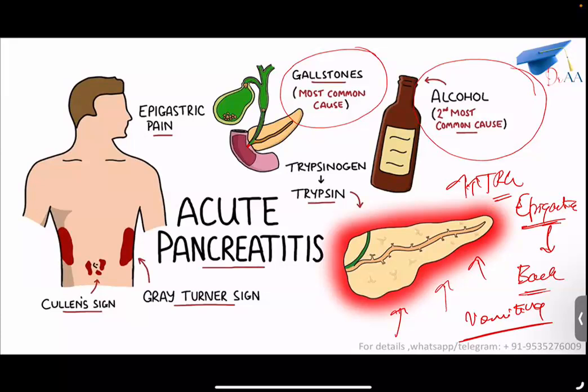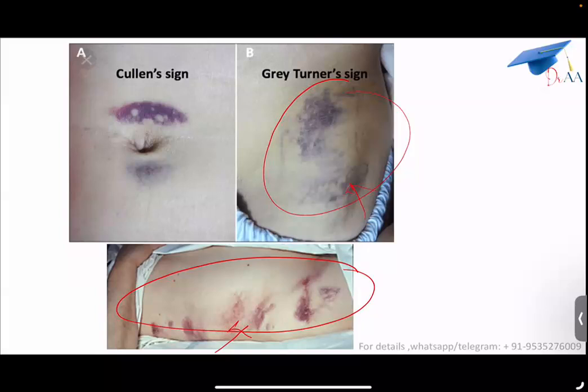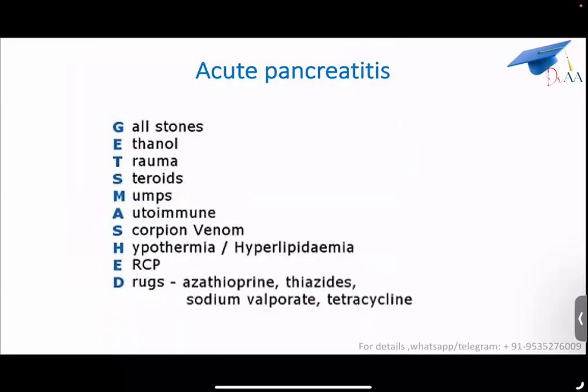The two classical signs you can see, but which are not commonly seen at all, are bluish discoloration around the umbilicus, known as Cullen sign, and bluish discoloration around the flanks, known as Grey Turner's sign. This is Grey Turner's sign. In the flank, you can see a bruising kind of appearance. Around the umbilicus, it's known as Cullen sign. As I told you, the most common cause is gallstones, followed by ethanol. The third most common cause is hyperlipidemia, that is, high triglyceride levels.